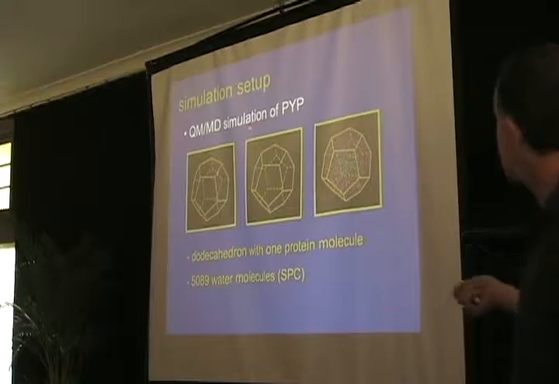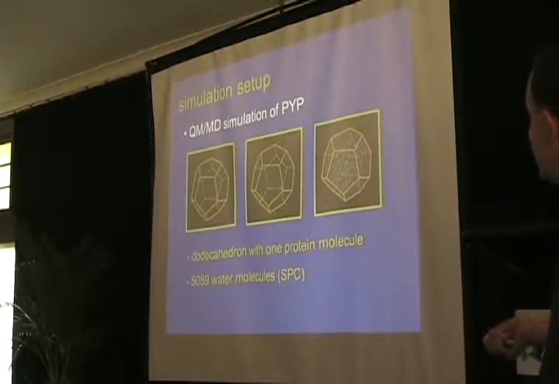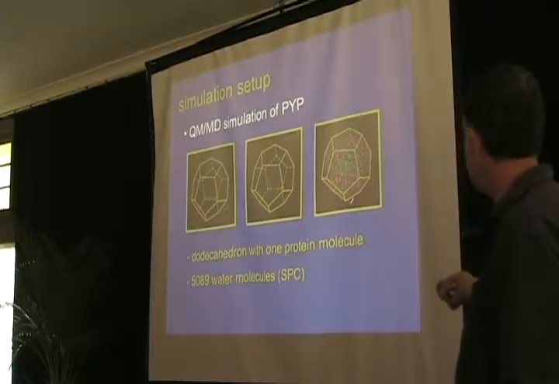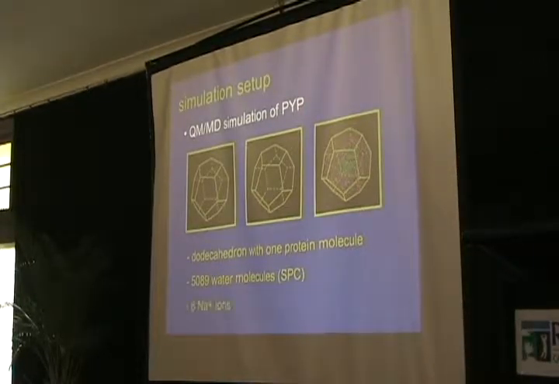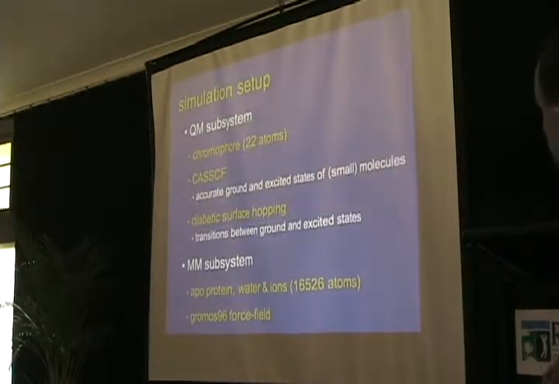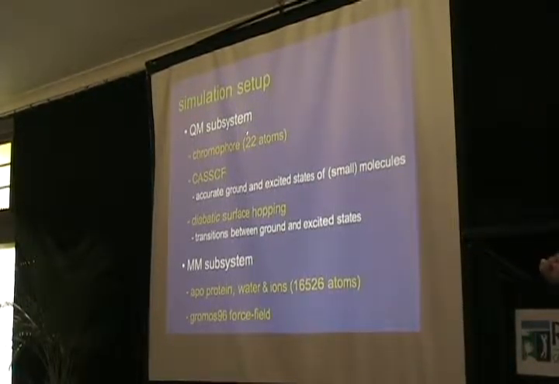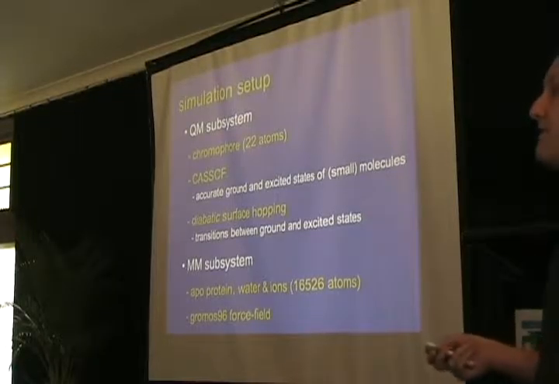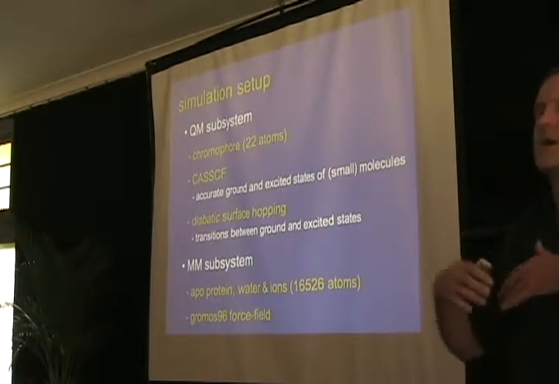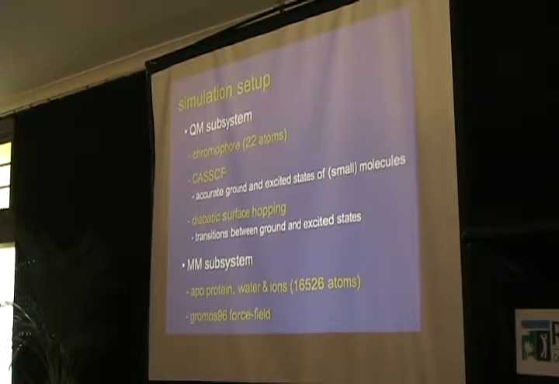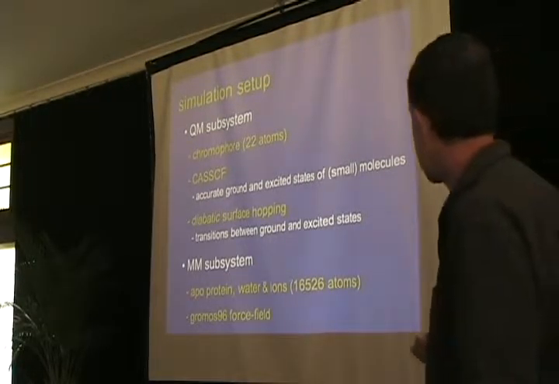So effectively, we've got one protein molecule, 125 amino acids. It's in about 5,000 water molecules, SPC, in a truncated octahedral box, with 6 sodium ions. We're dealing with the QM subsystem, which was 22 atoms. Basically, this is the chromophore, the residues which lie above and below it, and also the residue to which it's actually covalently bound.